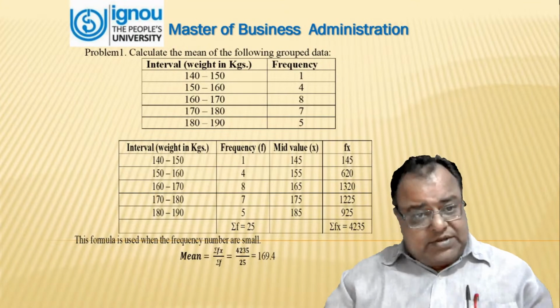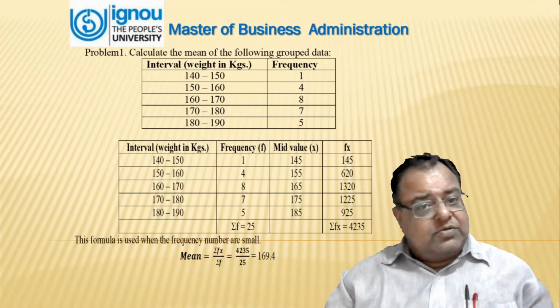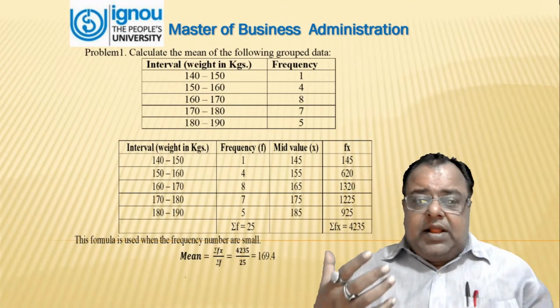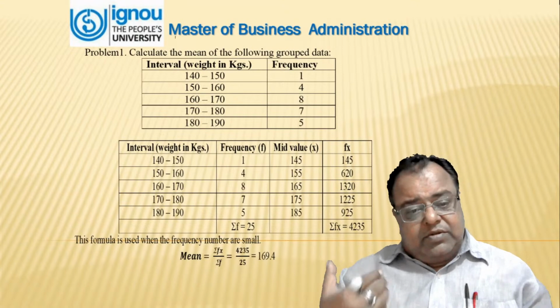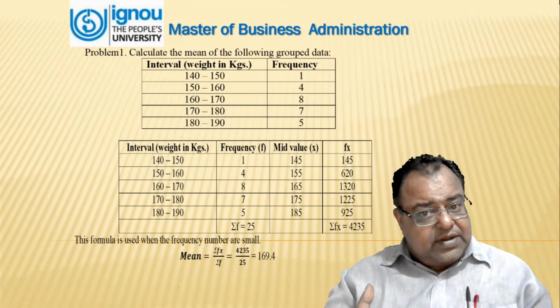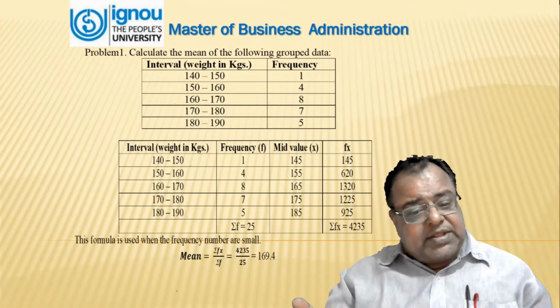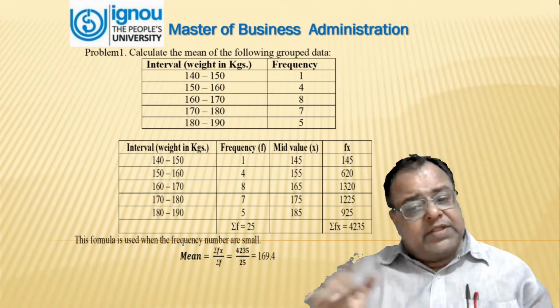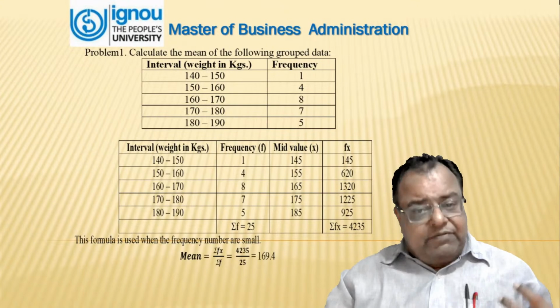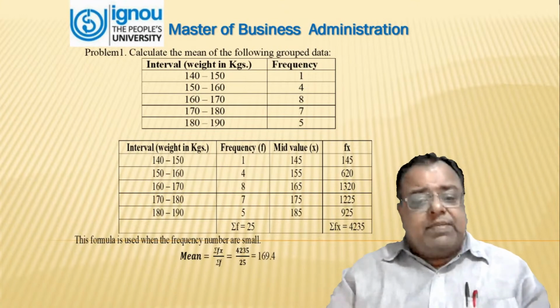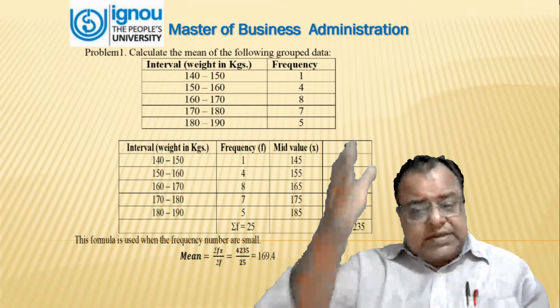The data is given to us, and we are supposed to find the mean of this grouped data. So what is the procedure? Two columns were given to us. As the frequency numbers are small, we will be using the direct method. That means we will simply calculate the mid values and multiply f with x. The frequencies are single digit numbers. In this case only, we can use this direct method, that is, multiplying mid values with the frequencies and summing it up.